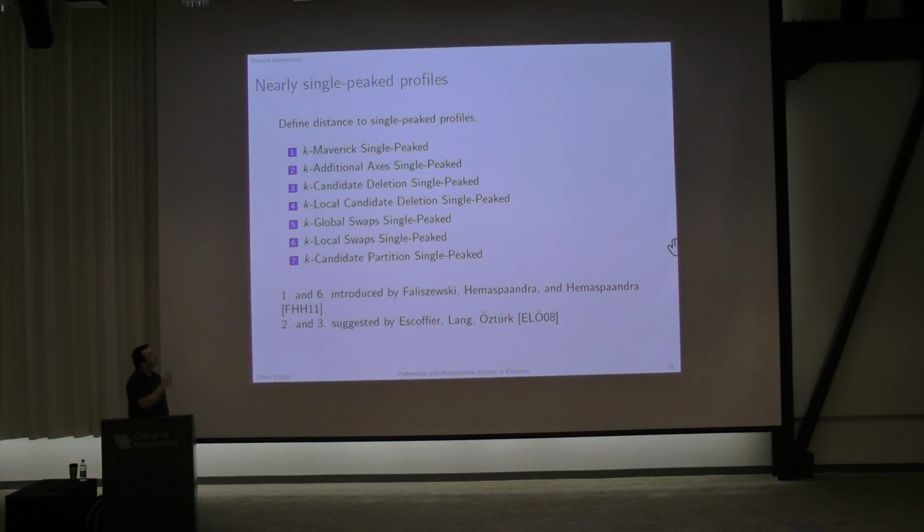k-candidate deletion. It's similar to the k-Maverick notion. In this case, we are not deleting k voters, but we are removing k candidates, and the resulting election should be single peak. k-local candidate deletion is where we are removing k candidates out of each vote. The resulting partial profile should be single peak. k-global swaps: we are allowed to swap k times, in the whole election, neighboring candidates in order to get a single peak profile. Local swaps is the same as global swaps, just in this case we are allowed to swap k times in each vote. And k-candidate partition single peak means that we partition the set of candidates into k subpartitions, and in each of these subpartitions we have a single peak profile.